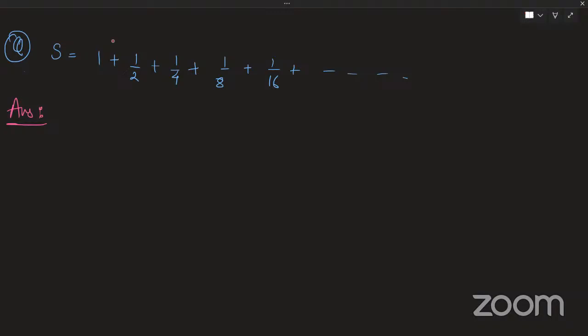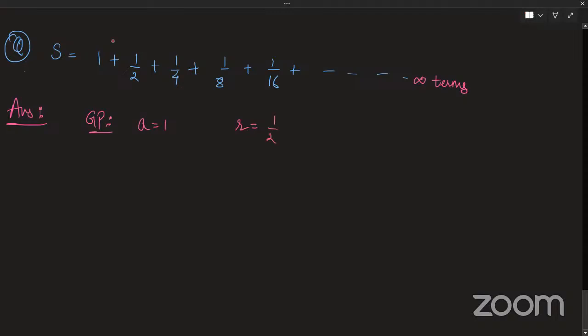Okay, so it goes on for infinite terms. So can you tell me, is this a GP? Okay, this is a geometric progression. Can you tell me what is its A and R? A is equal to 1. And what is my R? 1 by 2, sir. Yes, correct.